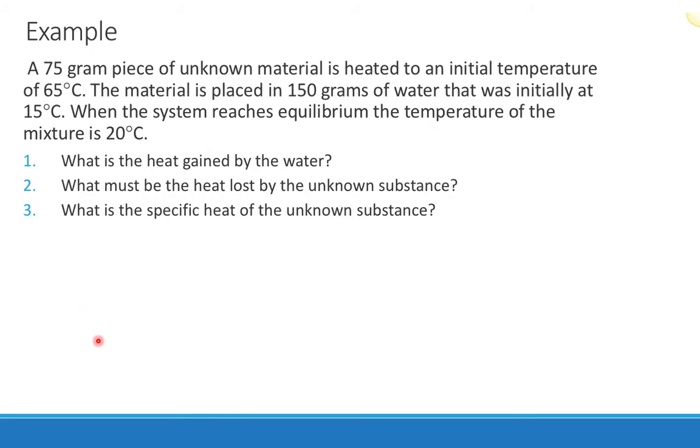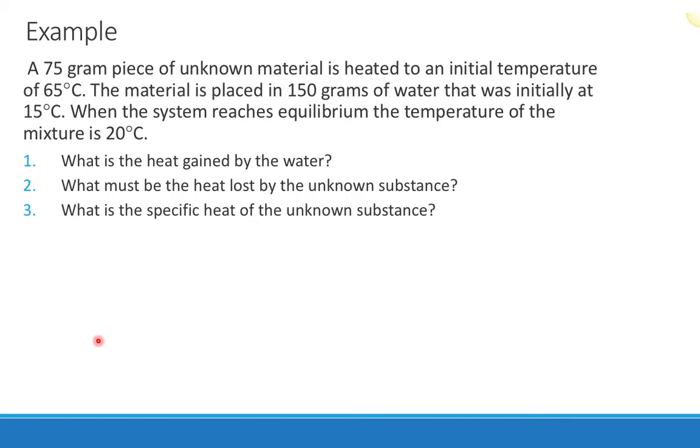So let's look at an example where we have a 75-gram piece of some unknown material and it's heated to some initial temperature of 65 degrees. The material is then placed in 150 grams of water that was initially at 15 degrees. When the system reaches equilibrium, the temperature of the mixture is 20 degrees Celsius. So they've reached thermal equilibrium. The energy transfer has stopped happening. We want to know what is the heat gained by the water, what must be the heat lost by the unknown substance, and then can we use that information to figure out the specific heat of the unknown.